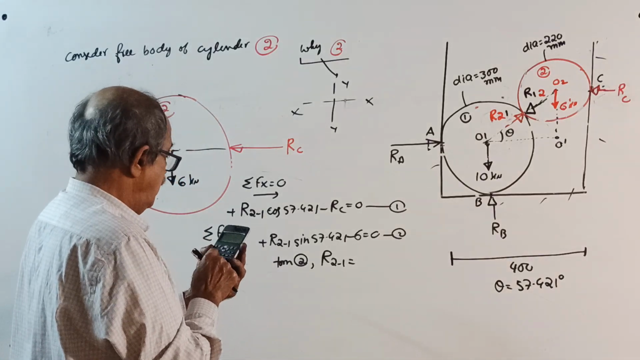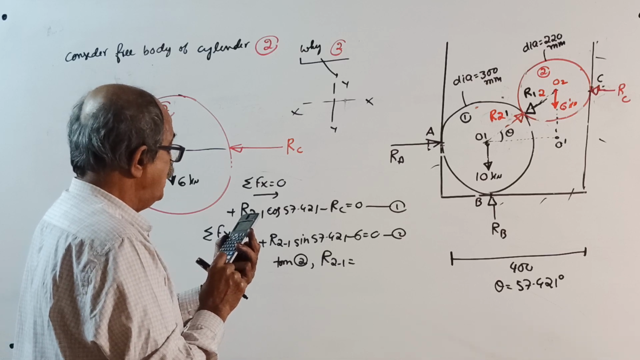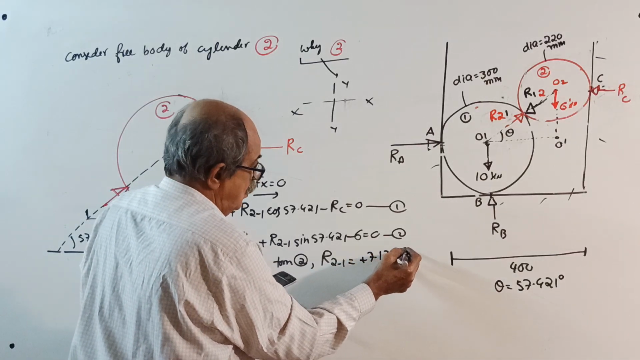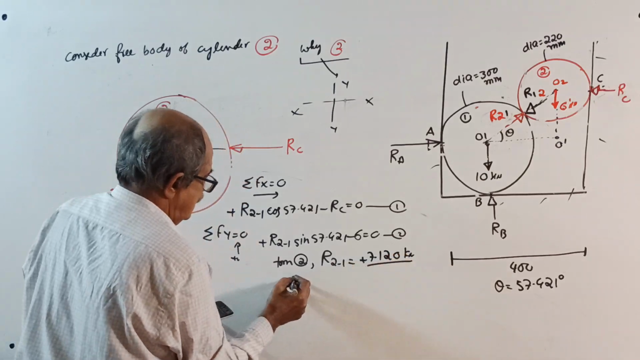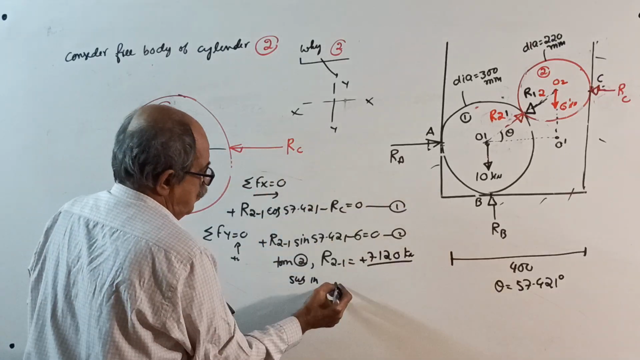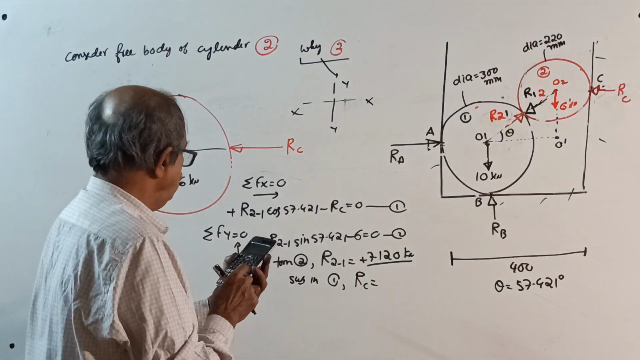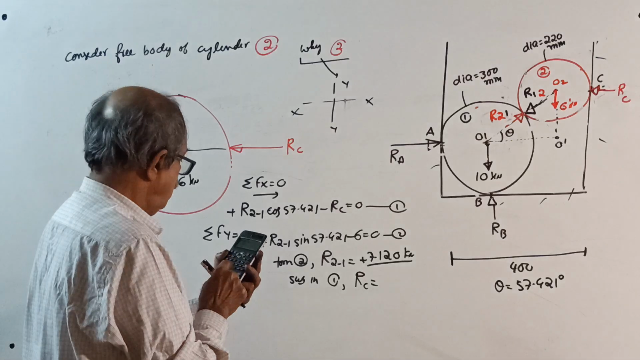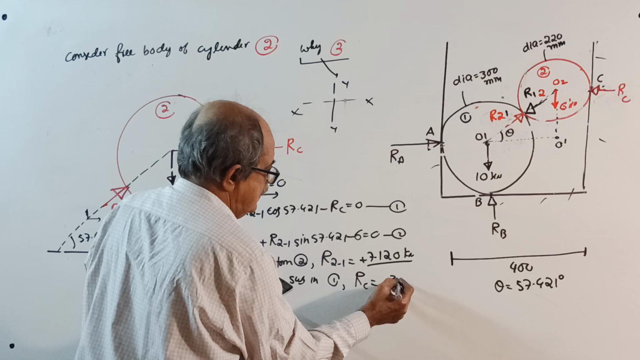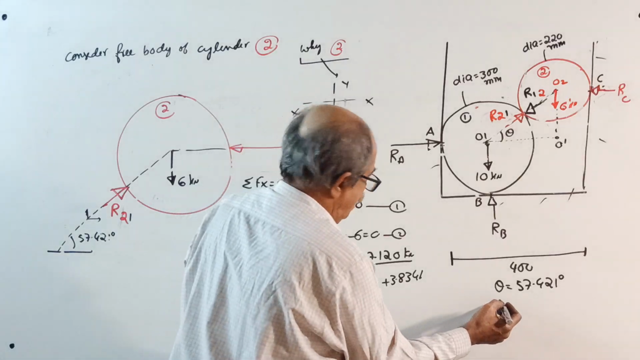6 divided by sine of 57.421 is 7.120 kilonewton. Substituting in equation number 1, you get the value of RC. Whatever you got, 7.120 into cos of 57.421 plus 3.834. So therefore, remember, I will make a note here.